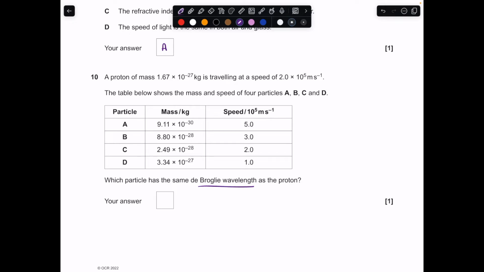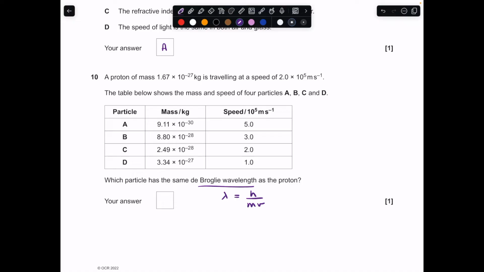So de Broglie's wavelength is given to us as lambda equals h over mv. Now, we are given different masses and different velocities, but we don't have to go and do each one of them, because we don't have that kind of time in an exam. So let's look carefully, all right?